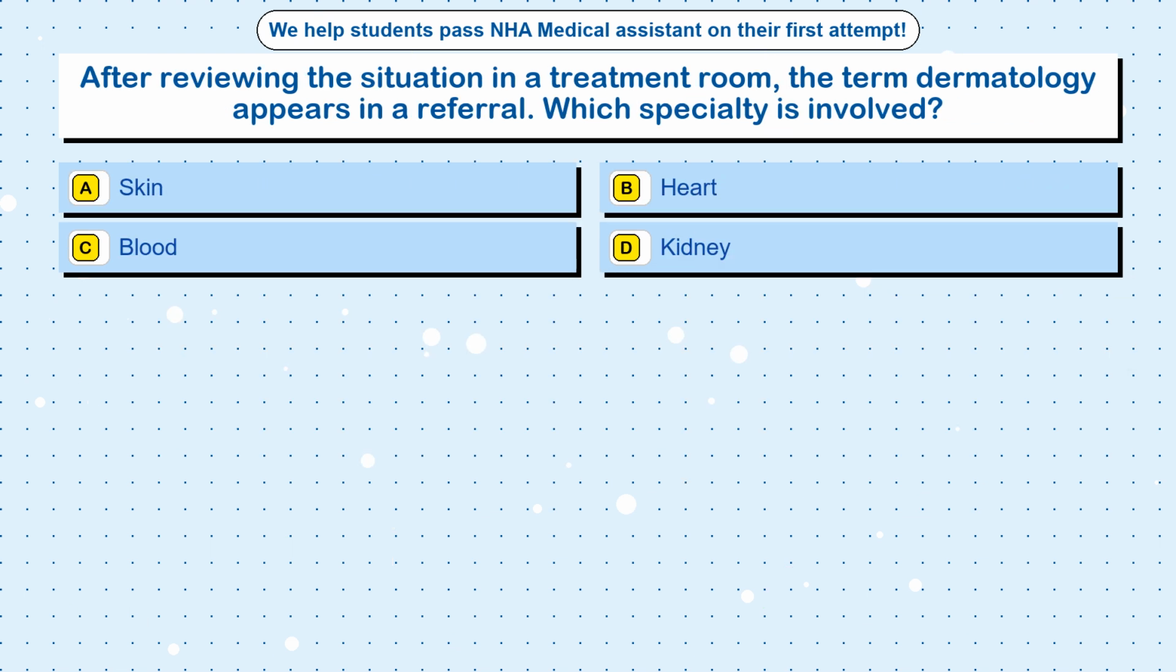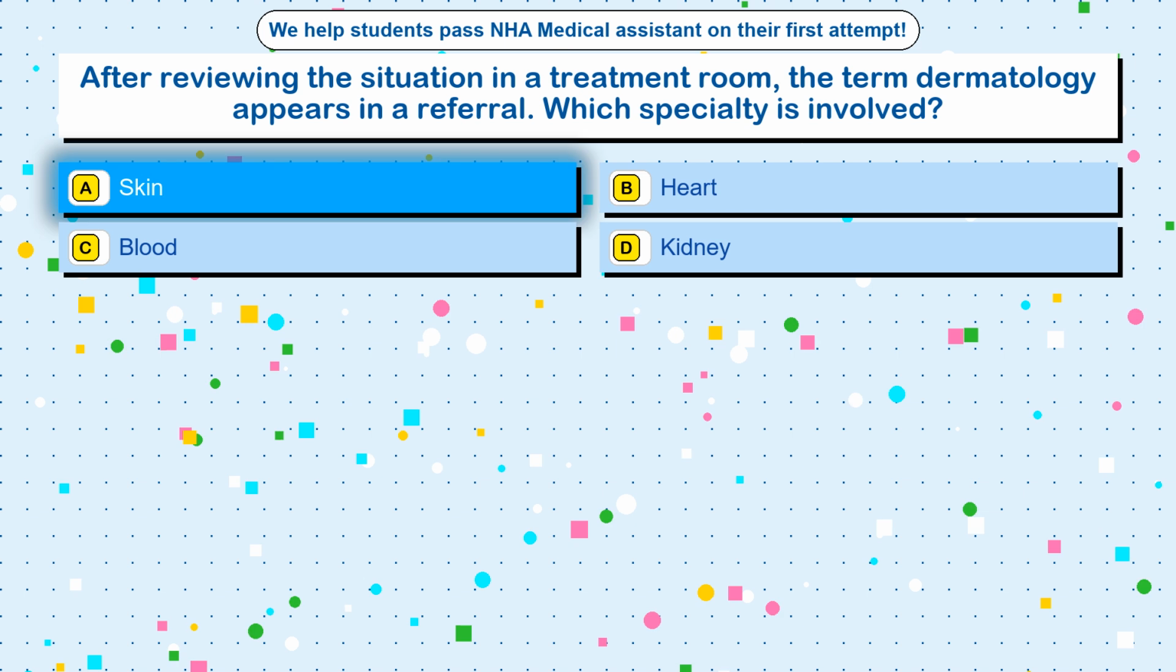Question 19. After reviewing the situation in a treatment room, the term dermatology appears in a referral. Which specialty is involved? Option A. Skin. Option B. Heart. Option C. The blood. Option D. Kidney. The correct answer is option A.